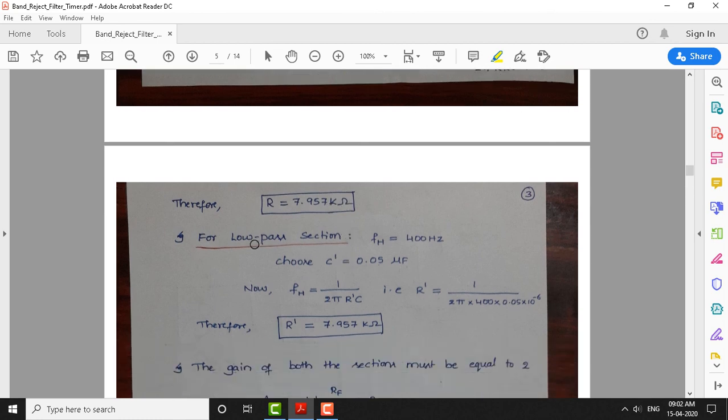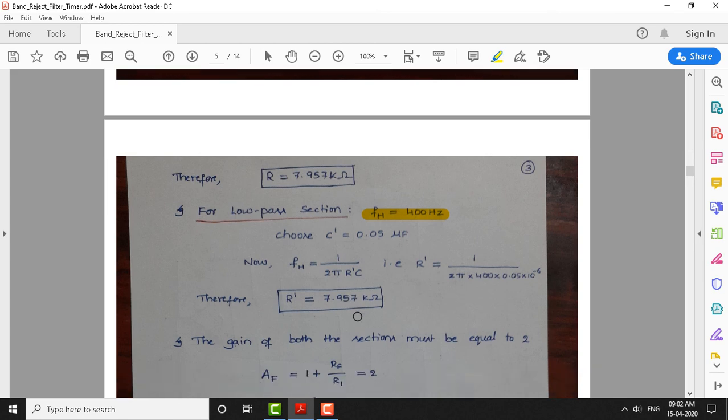Now let us see the design of the low pass filter section. For the low pass filter section, the higher cutoff frequency is applicable. So FH equals 400 Hz. Let us assume C dash, the capacitor value, as 0.05 microfarad. Once again, we can use the same frequency formula FH equals 1 by 2 pi R dash C dash here. R dash can be estimated by substituting the FH and capacitor values. So R dash is found to be 7.957 kilo ohm.